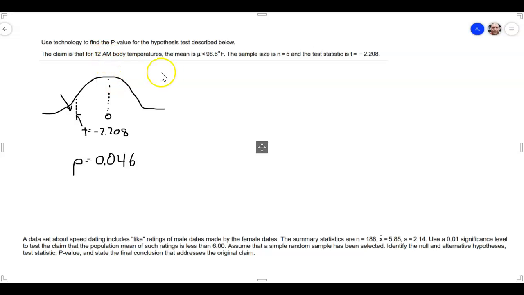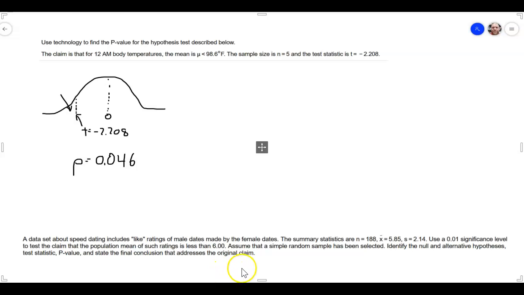They didn't give us what significance level they were looking at, but if we were using a common significance level of 0.05, this would be less than or equal to that. So in this case, if we're looking at that significance level, we would reject our null hypothesis, which means that we would support this claim right here. All right, now let's take a look at the other question.